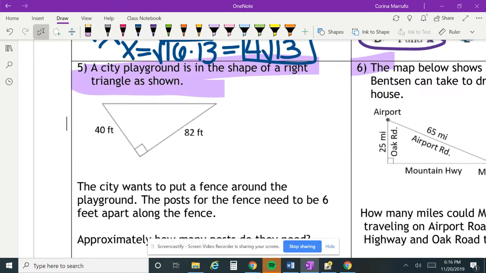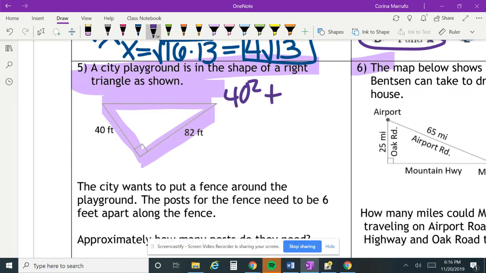So here is 40. This is 82. And we don't know this side, but we're going to have to find the perimeter. So we have to find that side. So we're going to do 40 squared plus 82 squared equals C squared. And then in our calculators, we go ahead and put 40 squared plus 82 squared, and that gives us 8,324.